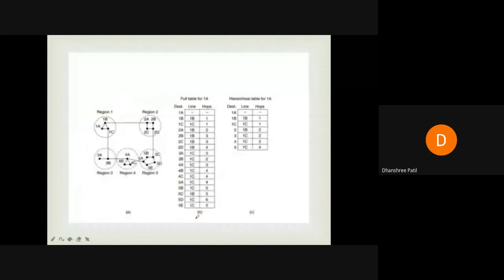How? I'll show you. See the first diagram. See this diagram. These are the routers, and these are divided into the 5 regions.